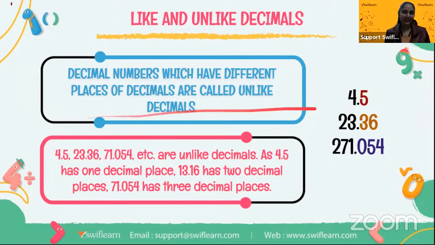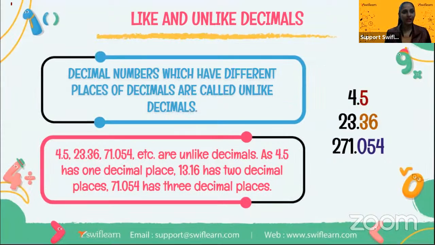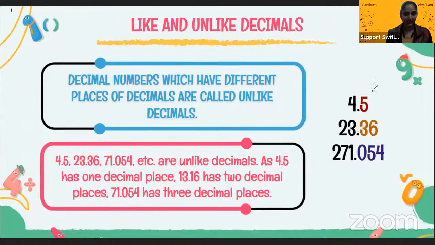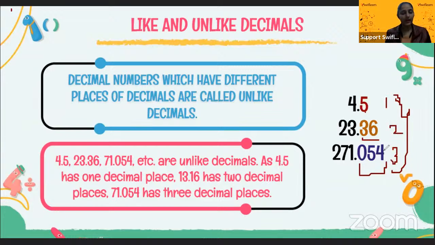So let's move further. Yes, we are learning about unlike decimals, right? What have you noticed? You must have noticed the first one has only one decimal place, that is 4.5. The second, 23.36, has two decimal places, and the third one has three decimal places, right? So all of them have unequal decimal places. It means they all are unlike decimals. And moreover, I can make them like decimals by adding zeros at the end, like I have already told you.